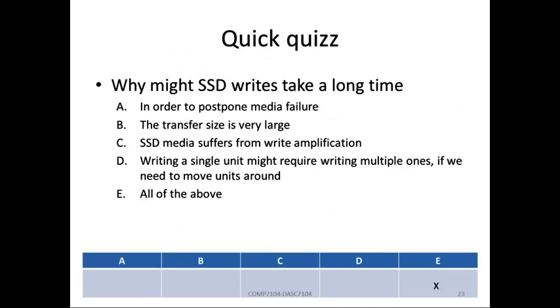So another quick quiz for you here. Why might SSD writes take a longer time? In order to postpone media failure. The transfer size is very large. SSDs suffer from write amplification. Writing a single unit might require writing multiple ones if we need to move units around. All of the above.